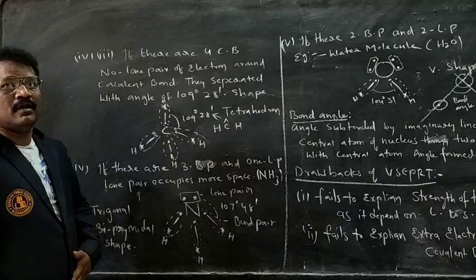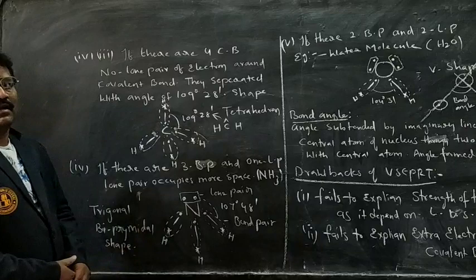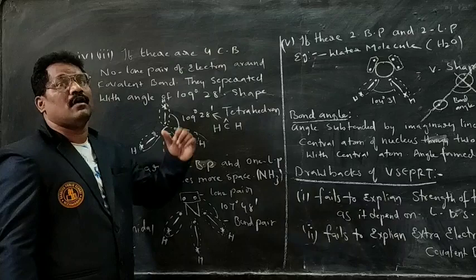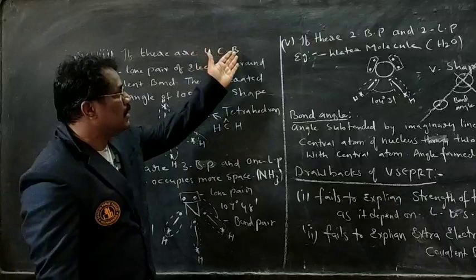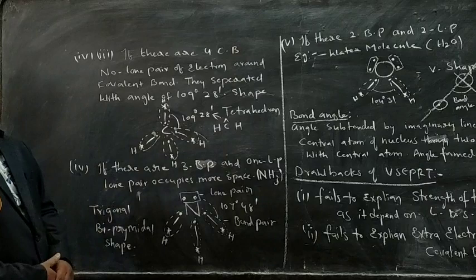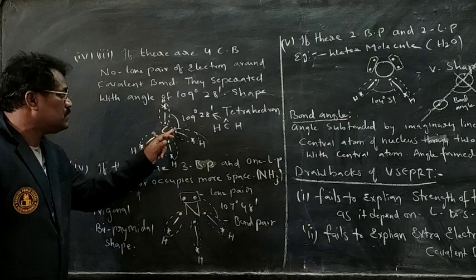Okay children, next to fourth point. In fourth point already we have discussed two points. Coming to third point. What does third point indicate? If there are 3 covalent bonds, or if there are 4 covalent bonds, it means 4 bonded pairs of electrons are existing and there is no existence of any lone pair. No possibility of existing any lone pair of electrons around the central atom.